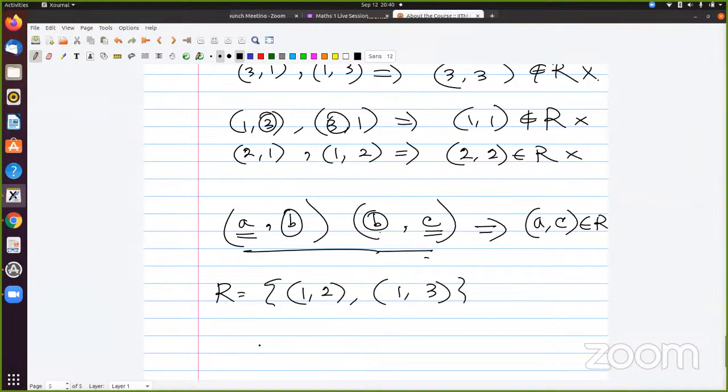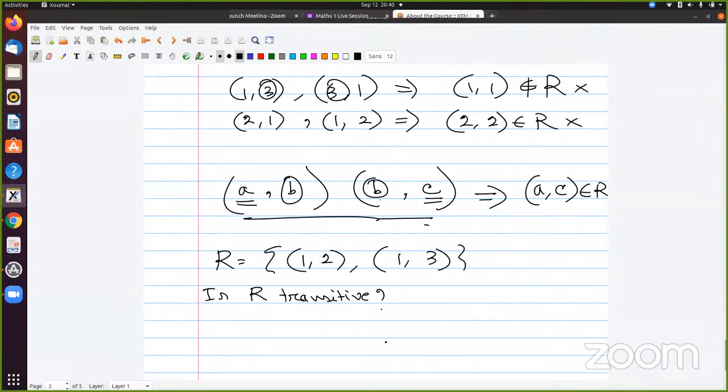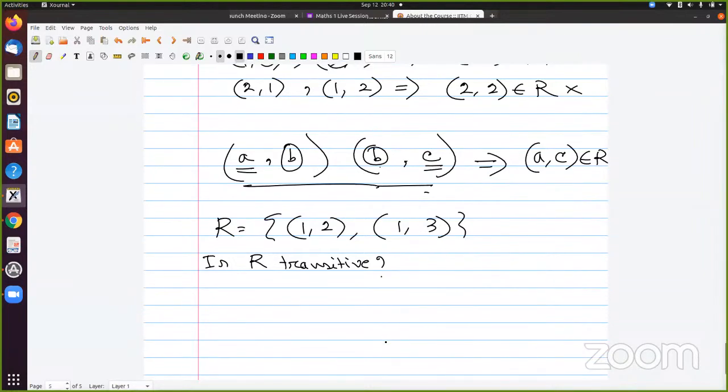Tell me, is it transitive or not? Transitive, sir. No, sir. Yes, transitive. Okay, so many of you are saying no, many of you are saying yes. (2,3) is not transitive? Sir, it is transitive. Okay, let me explain this.